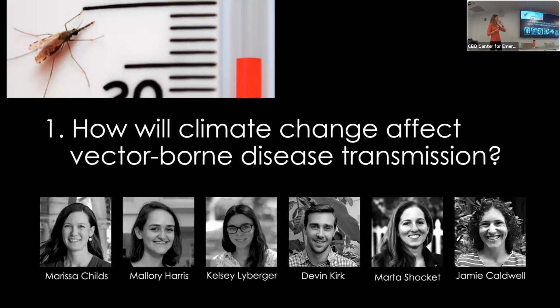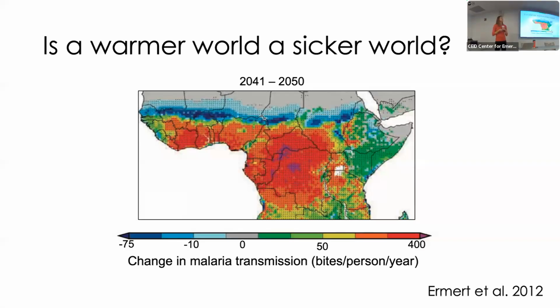This is work that was led by a number of really great postdocs and grad students in my lab over the years. And it really started out with this question, is a warmer world going to be a sicker world? Around the early 2000s, this picture started to emerge in the literature that we might expect, especially tropical diseases like malaria, to start expanding because of climate warming.